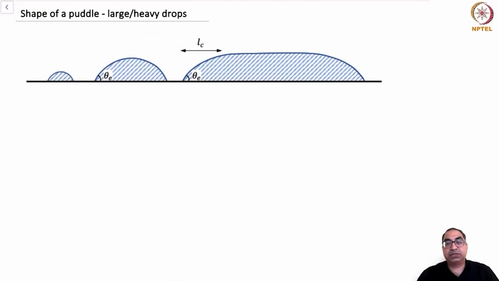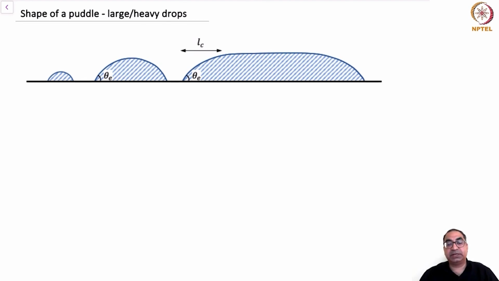We will conclude the discussion on droplets on smooth flat surfaces by looking at the shape of a puddle. By puddle, I mean it's a droplet which is very large compared to the capillary length. As you may recall, the capillary length is the length scale where surface tension and gravity become comparable to each other. So if you consider droplets which are much smaller than the capillary length, then the droplets assume a more spherical shape and you can treat it as part of a sphere.